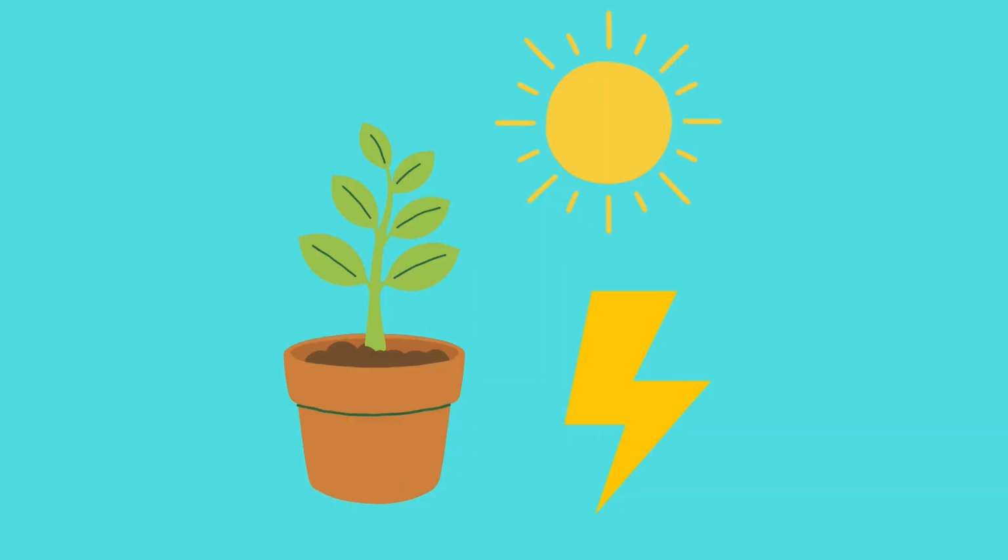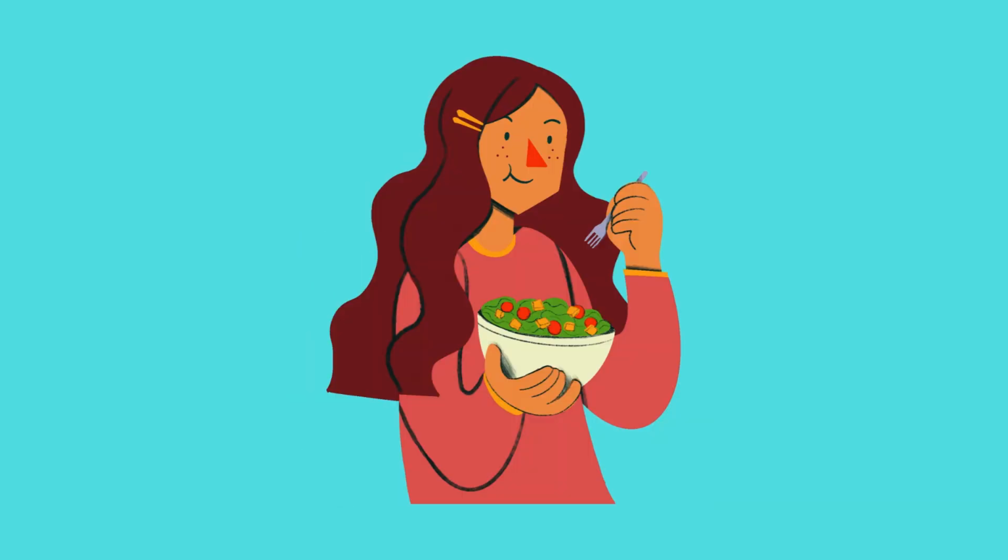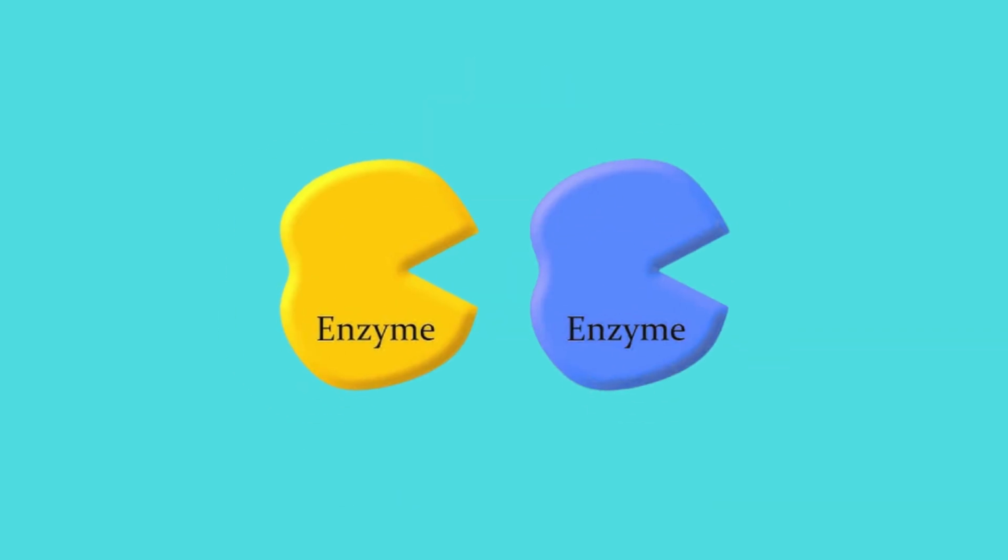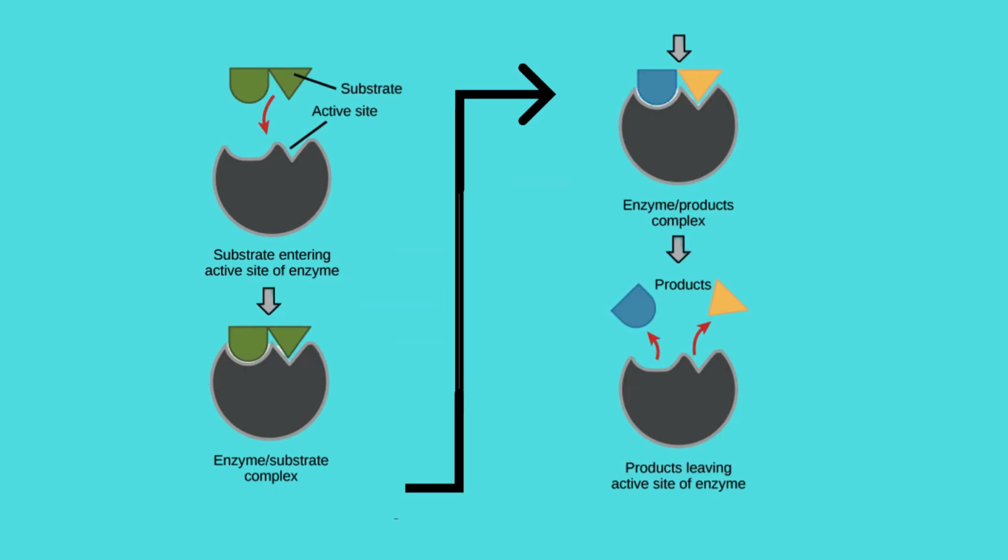Have you ever wondered how plants are able to make their own food from sunlight, or how humans break down their food? Well, to put it simply, the answer is enzymes. Enzymes are macromolecules that speed up chemical reactions in living things. Without enzymes, many biological functions would take significantly longer and would make it hard for organisms to survive.